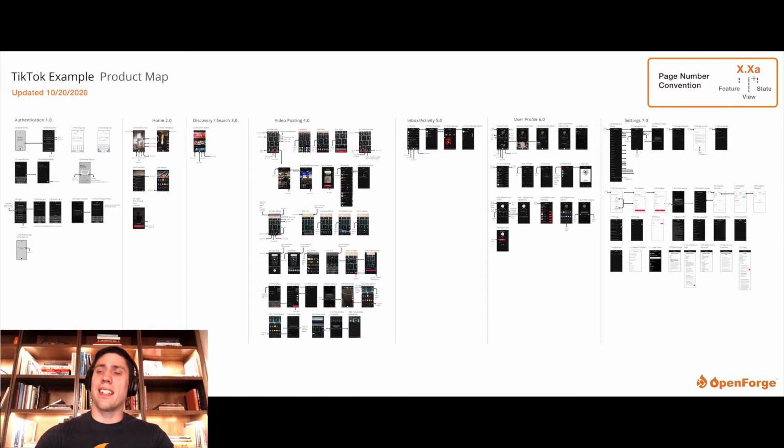Now the second number, or the second X here, is going to be the view. So there might be a flow, such as authentication, that has more than one view associated with it. And then the last number is the state. The state is really talking about the data state.